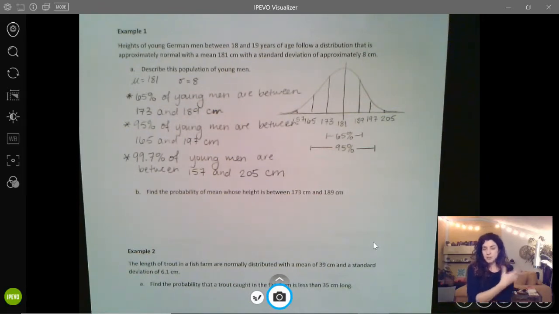So a very small percentage, but that's going above and beyond. This is like the main thing that it's wanting you to do when it says, hey, describe the situation. This is what you would say.